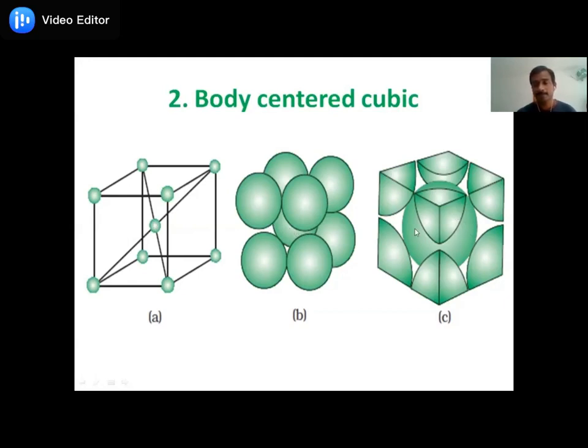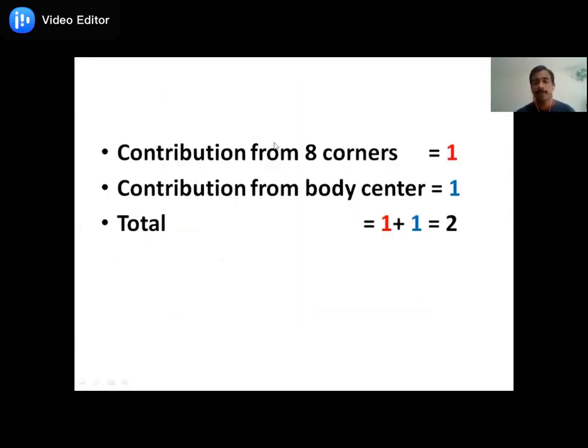Here, if you observe this figure, you can see some space between the particles because of the presence of a particle at the body center. The particles at the corner are not joined directly. There is a gap. So here, total contribution from the corner 8 into 1/8, 1, and contribution from the body center 1, total number of particles 2.